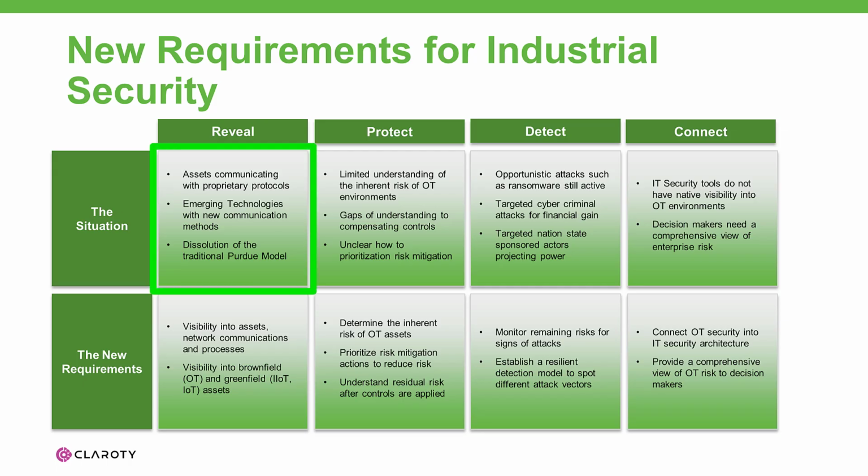In terms of visibility into assets and networks, we currently have a situation in which production-level hardware assets communicate with each other and across OT networks using proprietary protocols that traditional IT security solutions can't penetrate. On top of that, we also have emerging technologies using new communication methods that increase the existing IT-OT security gap even more. We have a situation where the boundaries between each layer of the traditional Purdue model are increasingly blurred. That needs network segmentation that usually isn't present.